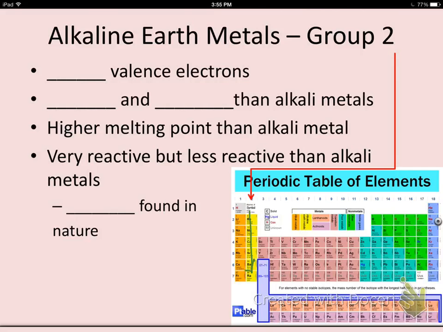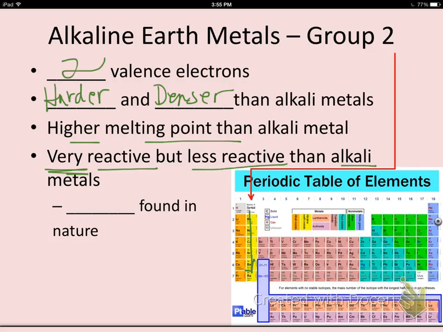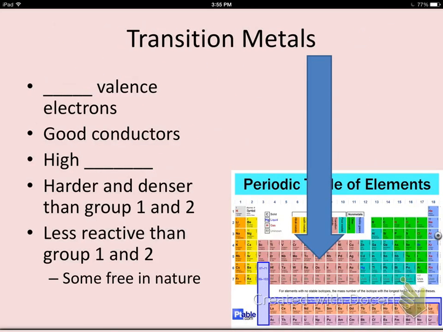The second group, the second column, sometimes called families because their properties are similar, is the alkaline earth metals. They are group 2. They have 2 valence electrons. They tend to be both harder and denser than alkali metals. They have a higher melting point than alkali metals. They are very reactive, but not as reactive as alkali metals. They are reactive enough that they too are not found in nature, but rather are found in compounds.